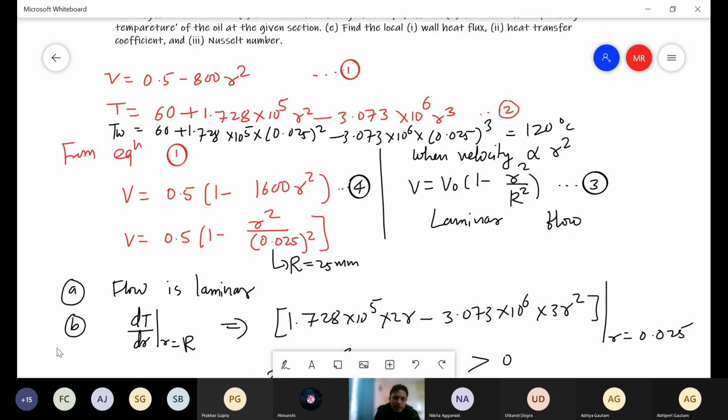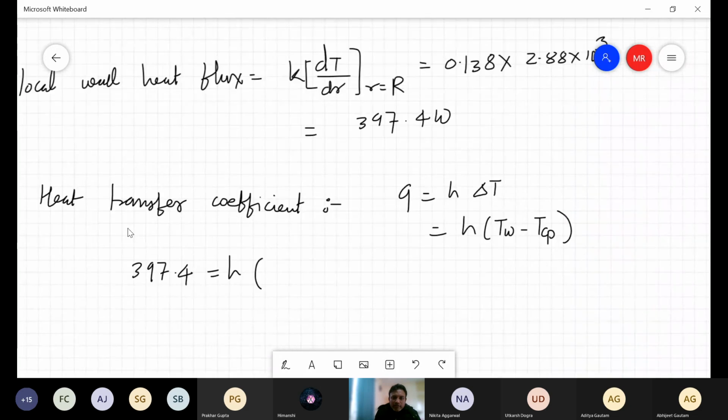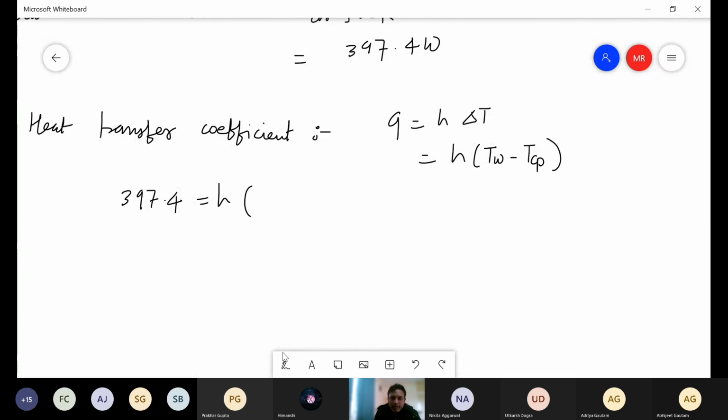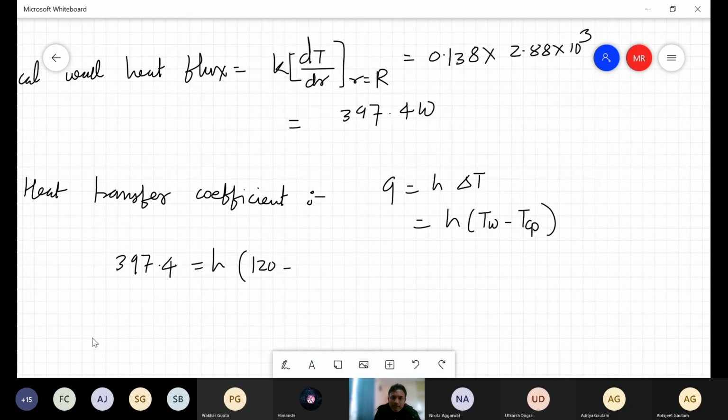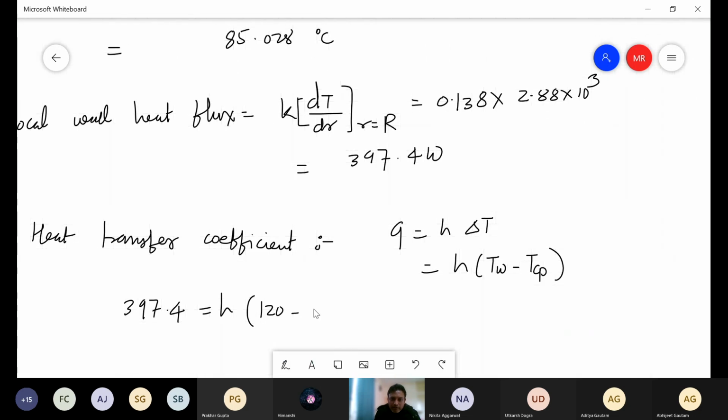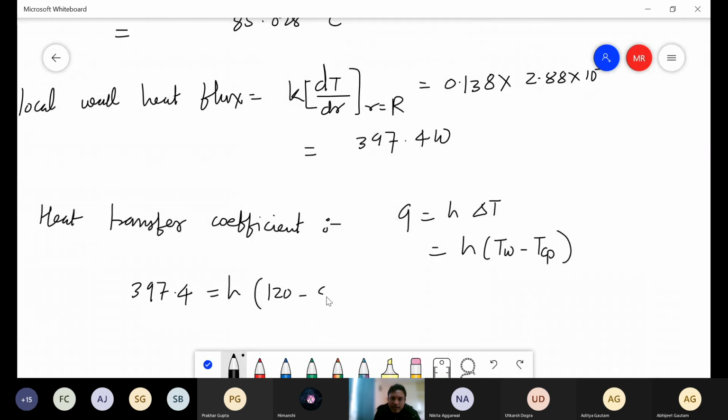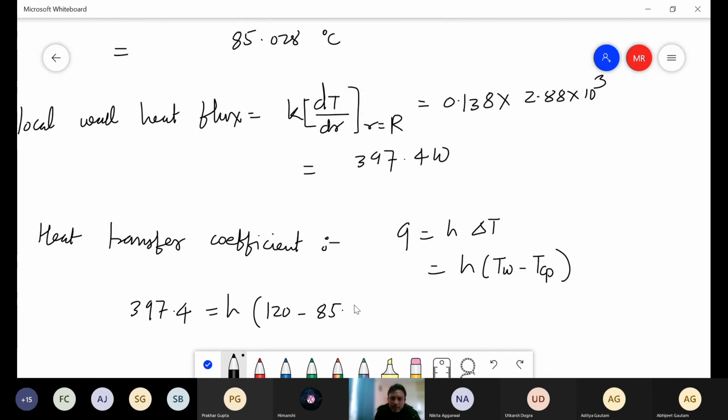So now we can put that 120 degrees Celsius value here, isn't it? So what we are going to get is 120 minus the cup mixing temperature. What we have obtained is 85.028. Is this value correct? Anyone got this value? Is it correct or is some problem there? Hello?